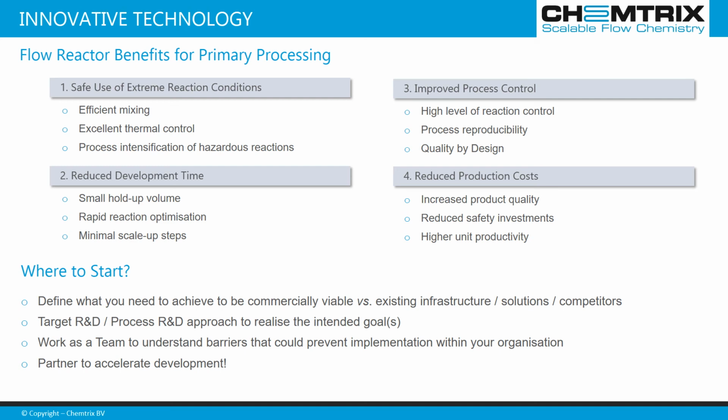So if you're considering going flow, I would advise you define what you need to be viable in a project, identify together as a team what are the actual goals of the work, and then design your R&D, process R&D activities to target those. Work as a team. Get yourself a multidisciplinary team together. This could be chemists, chemical engineers, analytical chemists, QA, QC team members, in this way that you can prevent any barriers coming later down the line when you've developed a new way of working. And I would recommend partnering so that you can develop much faster.